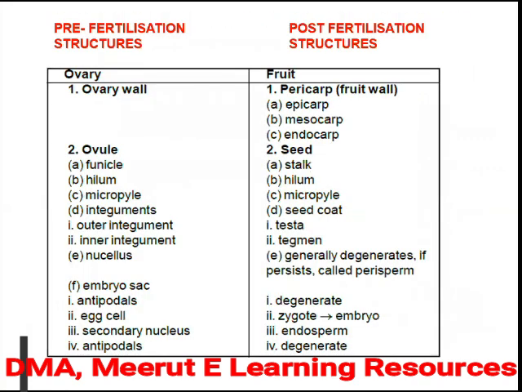Now students, come to pre-fertilization structures, which are going to convert into different structures after fertilization. So here in the first column you can see pre-fertilization structures, and in the second column you find post-fertilization structures. The ovary is the pre-fertilization structure, which is going to convert into fruit after fertilization. The ovary wall is going to convert into pericarp, which is also called fruit wall, and it may be divided into epicarp, mesocarp, and endocarp, which is very clearly visible in the case of mango.